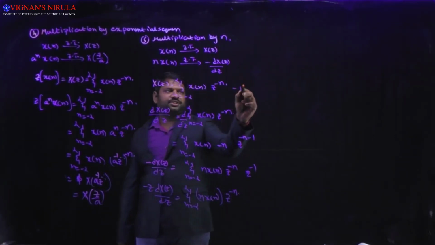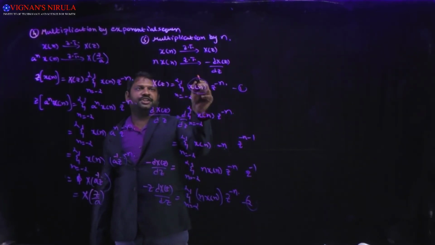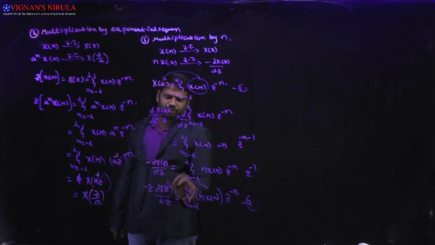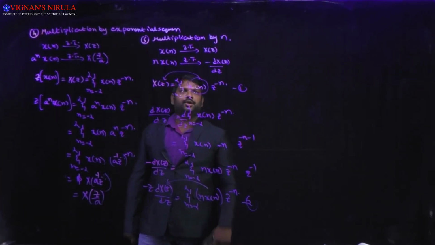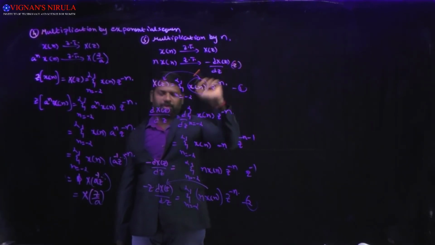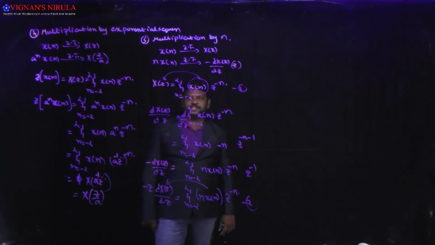This was our first equation, this is the second equation. As we know, x of n has z transform x of z, and n into x of n has z transform minus z into dx of z by dz. Here minus z also will be present, minus z into dx of z by dz.